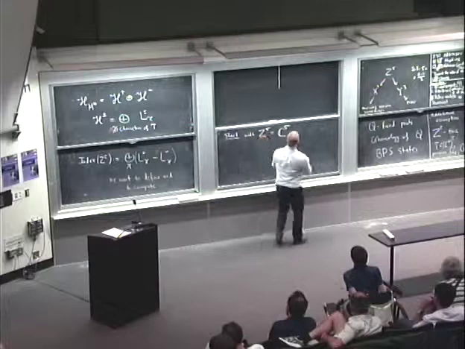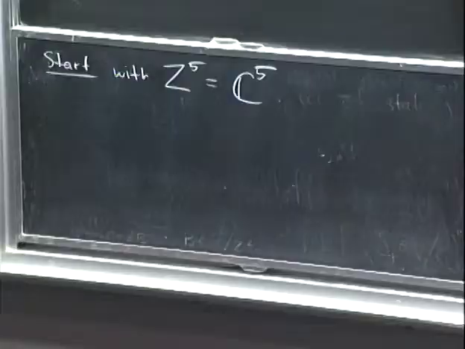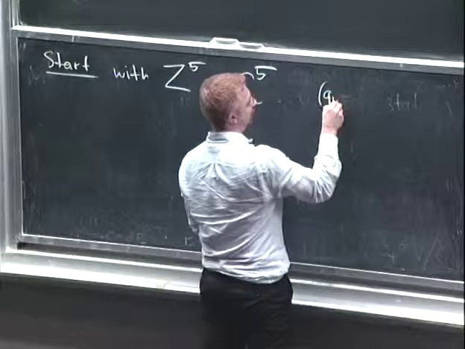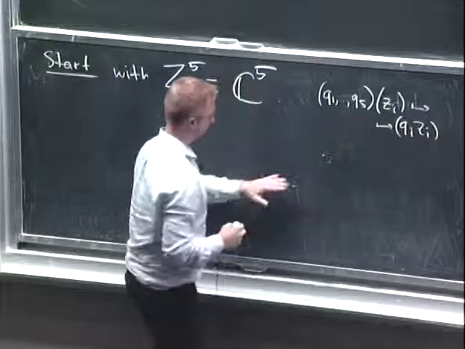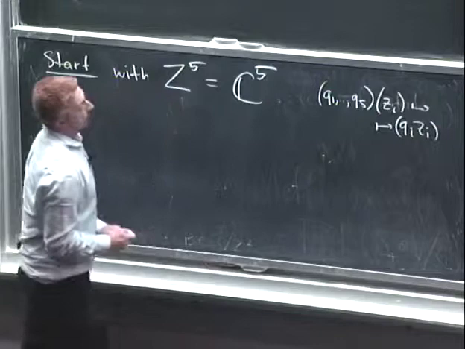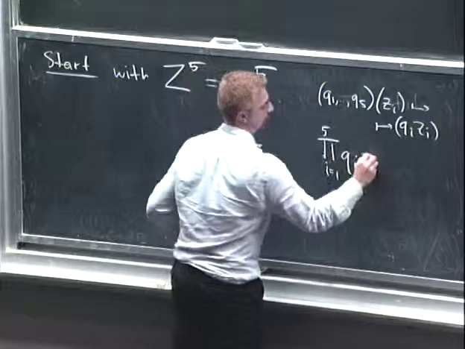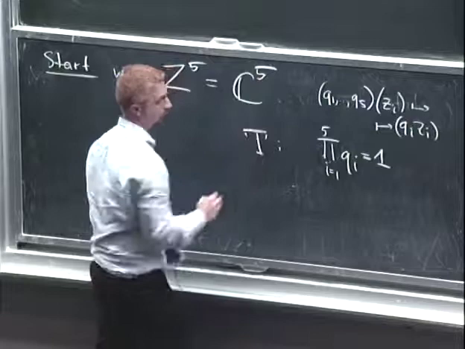And then you have the action of the torus C star to the 5, which acts by just multiplying the coordinates separately by phases, and so there is a subtorus where the parameters q multiply to 1, which is my torus T. So this is the torus which preserves the top degree form.